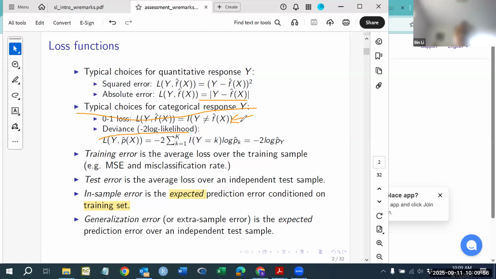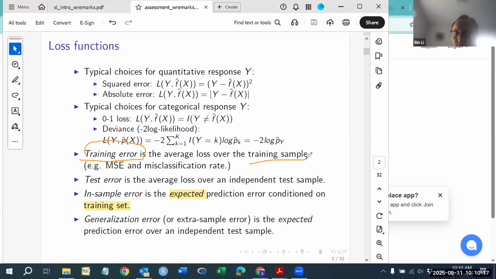Okay, so we will talk more about these later. So then let's see, we have training error, test error, in-sample error, and the generalization error. These four definitions are very important. So training error, that's obvious.